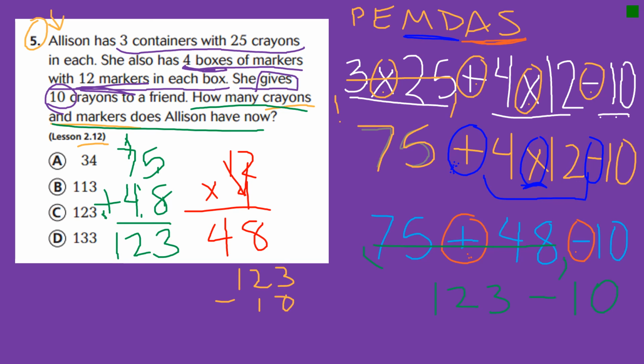123 minus 10. Because she was so generous, she gave away 10 crayons to her friend. 3 minus 0, 2 minus 1 is 1, and 1. The answer is B, 113.